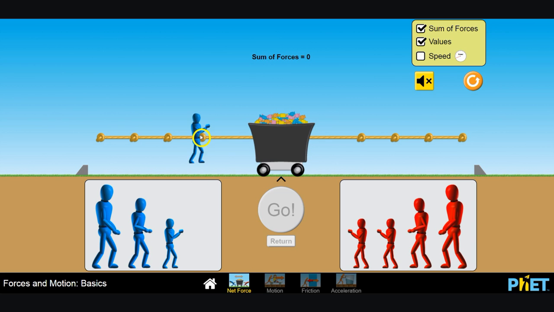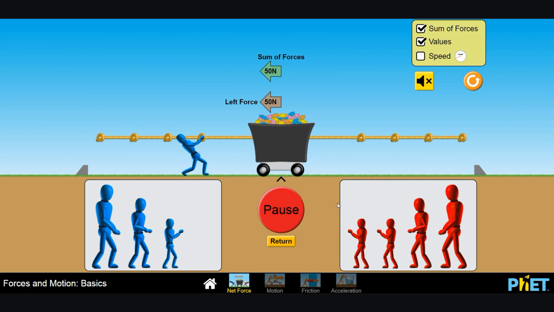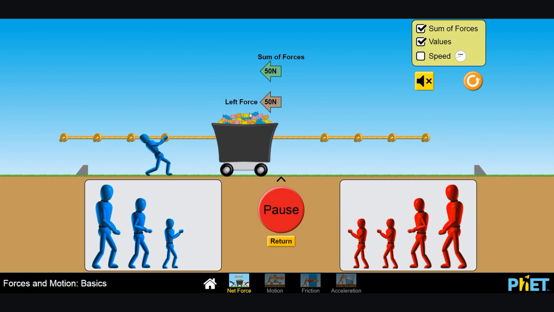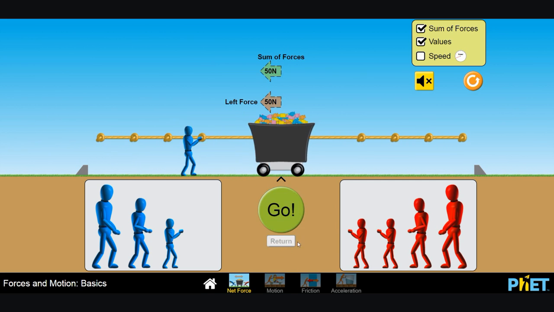Let's just throw this blue person up here. You see there's a left force of 50 newtons. Sum of forces, 50 newtons in the left direction. Well, this would be unbalanced. If we hit go, we can see that. It's only going in one direction. The forces on this object, the crate of candy, are not balanced.